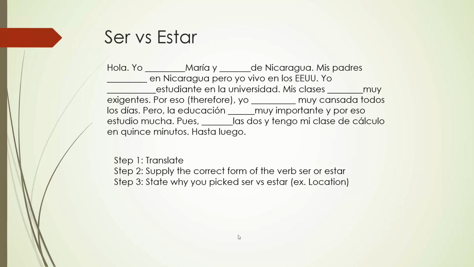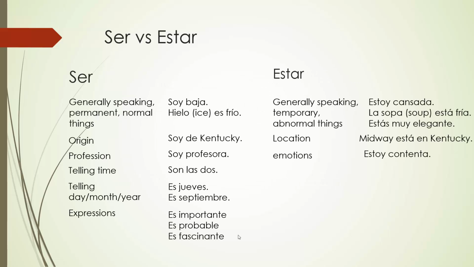So, I'll help you with the first one. Hola, hello, yo blank Maria. So, to translate that, I would say, I am Maria. So, now I have to ask myself, does ser or estar go into that? So which one of those conditions is going to determine whether it's ser or estar? I am Maria. That is, generally speaking, a permanent thing. I'm always going to be Maria. But let's go on to see if there's anything that fits better.